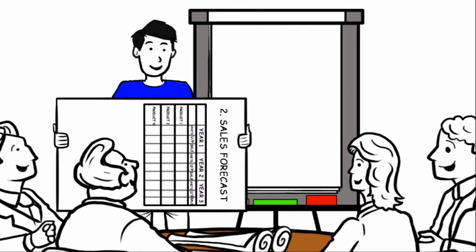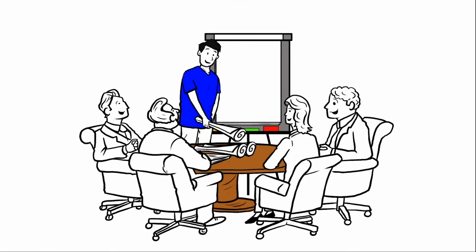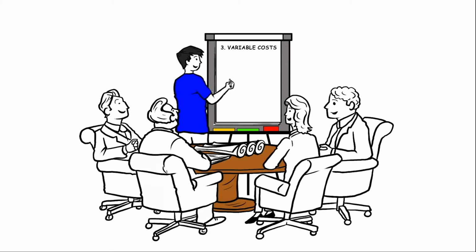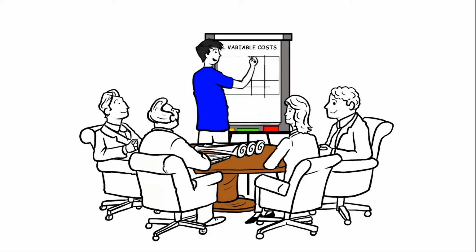The third section of your startup budget covers the costs of each product or service unit. These are referred to as variable costs. The more you sell, the higher the sum of these costs become.